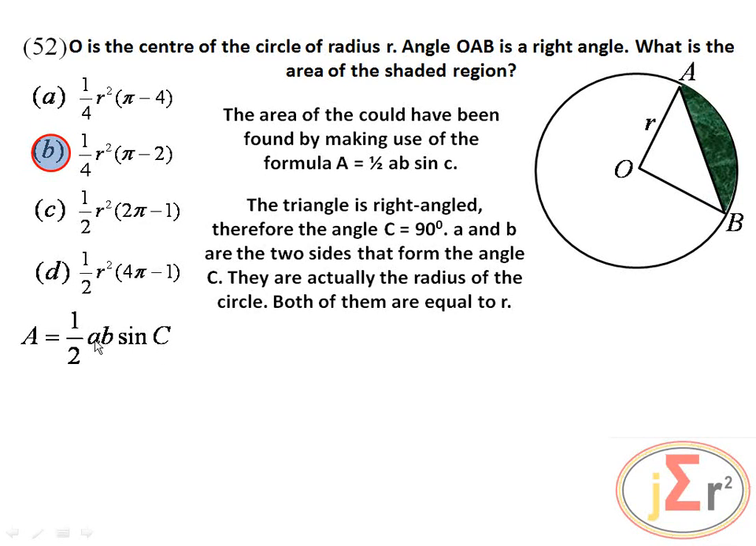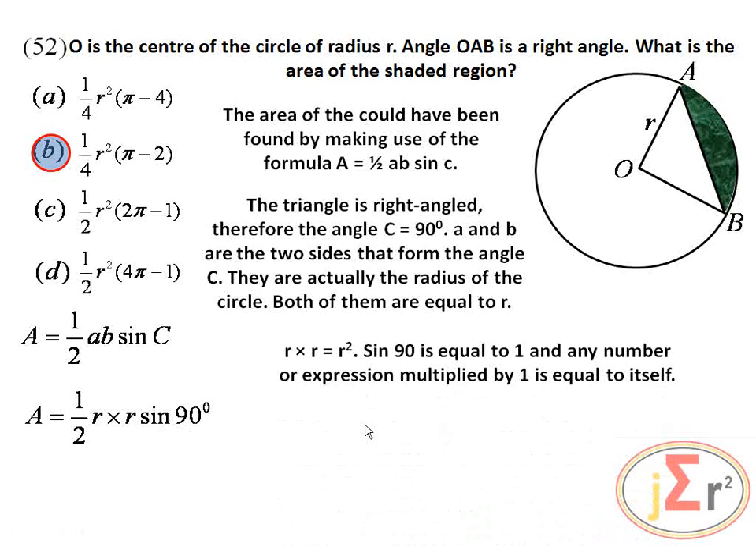So in this case, a is equal to R, b is equal to R. So a multiplied by b will be equal to R multiplied by R. That's equal to R squared. Sine of C. So we have a half R multiplied by R, sine of 90 degrees. R multiplied by R is R squared. Sine 90 is equal to 1. And any number or expression multiplied by 1 is equal to itself. So this is going to be multiplied by 1. And anything multiplied by 1 is equal to itself. We have a half R squared.